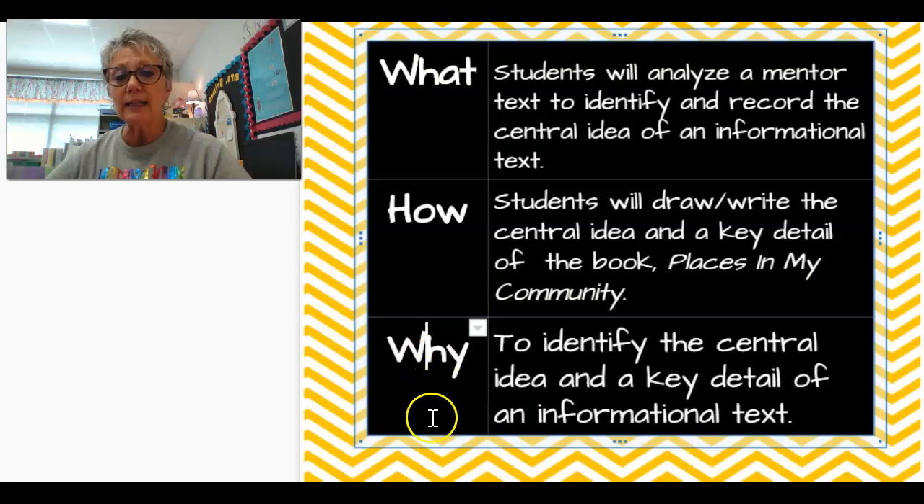Remember, the central idea is what the text or the book is about, and a key detail will be something that you remember that's part of that informational text. So let's take a look. We'll review what we've learned so far.